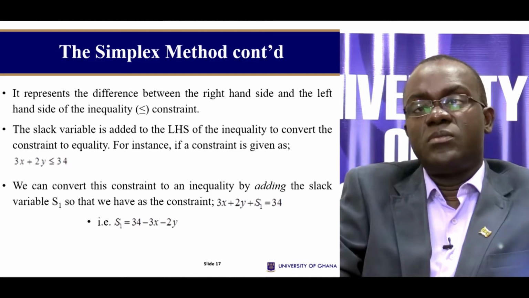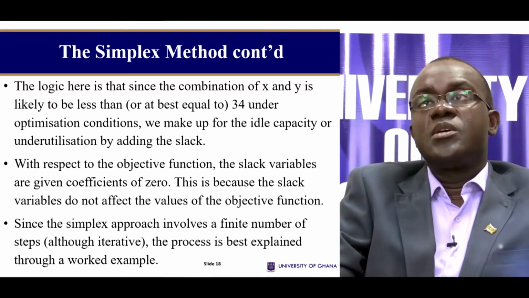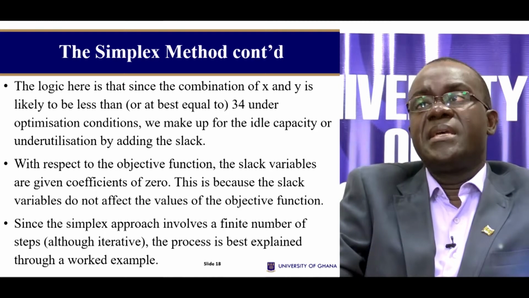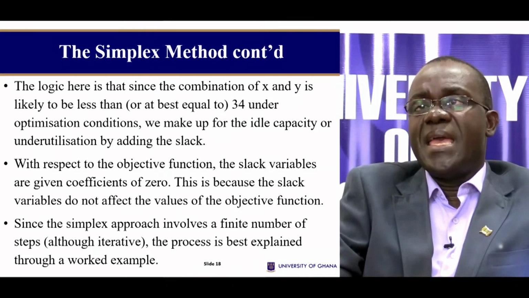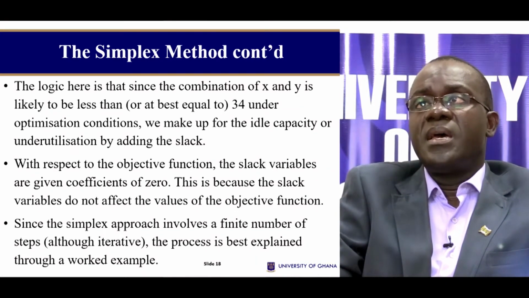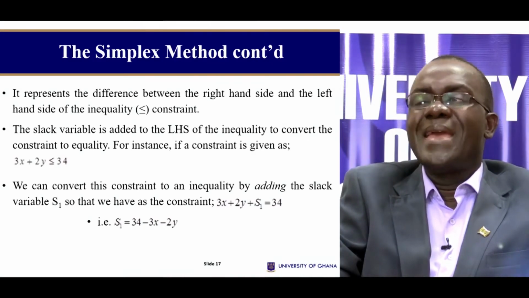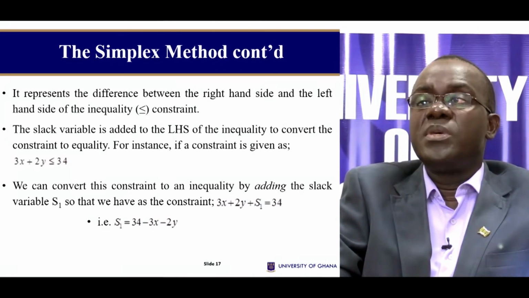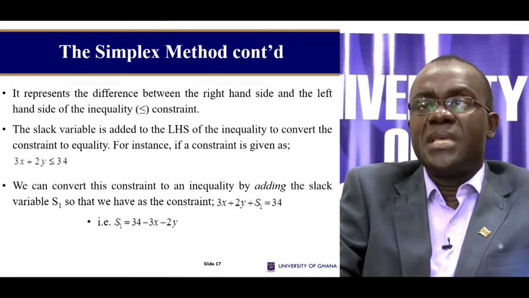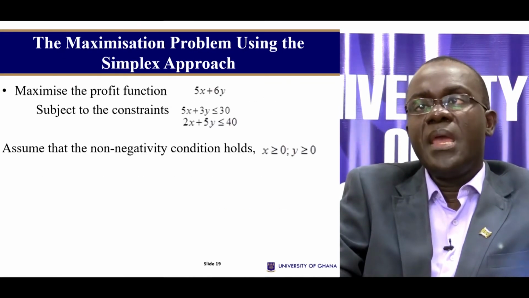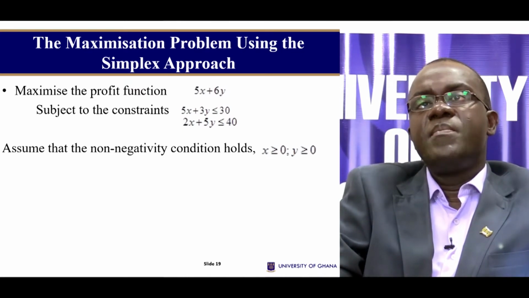So that is a slack value, and once I put the S1 here, I'll be able to express S1 in terms of the others. The logic here is that we are able to combine X and Y so that it is going to be less than the 34 that we have over here, but then add something that will allow it to be equal to that 34 and use that in our equation. A specific example here may help us much.